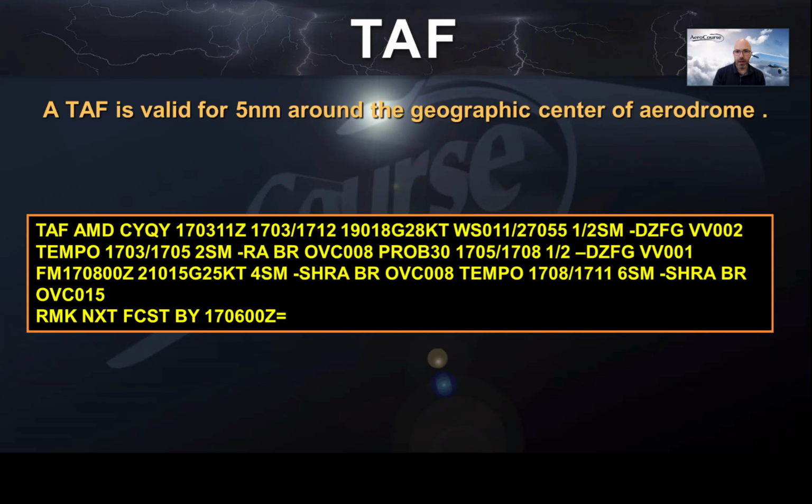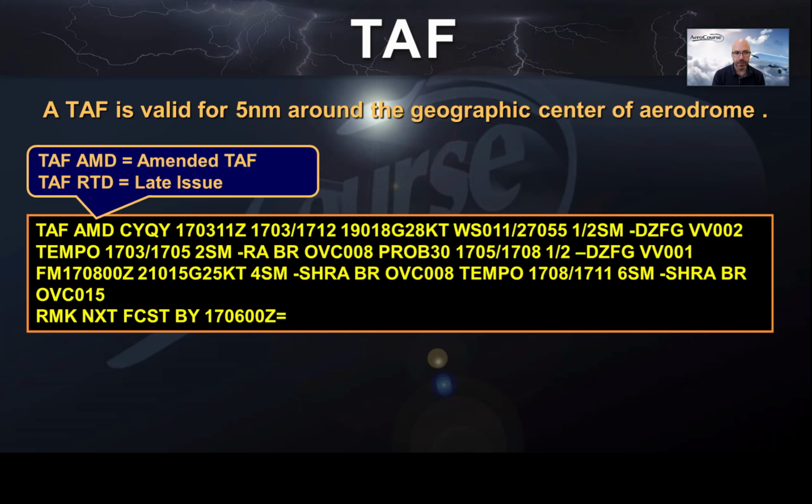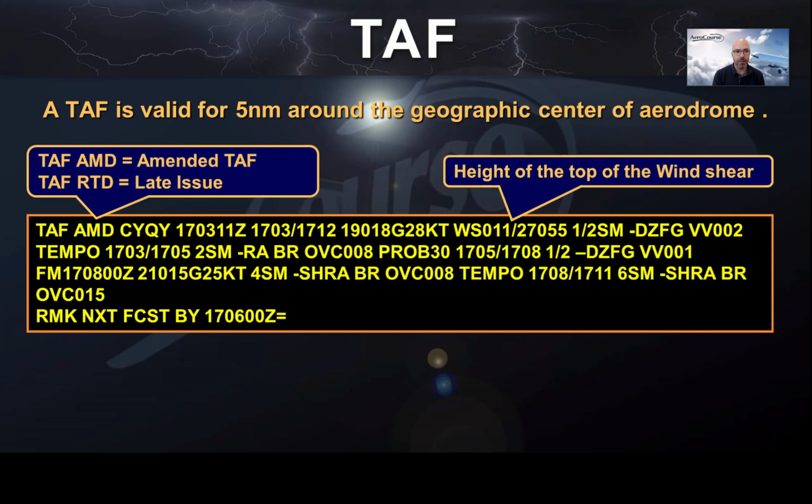So TAFs are valid 5 miles around the geographical center of the airport. They can be amended or issued late. Wind shear on a TAF is put a little bit differently than it is on a METAR. Here, this is telling you wind shear 01127.055. What does that mean?